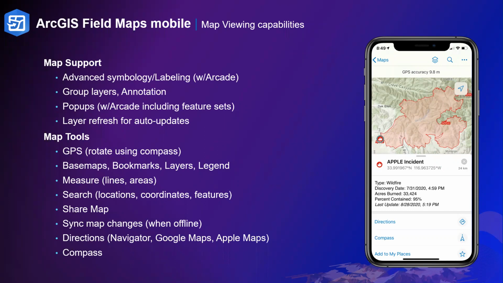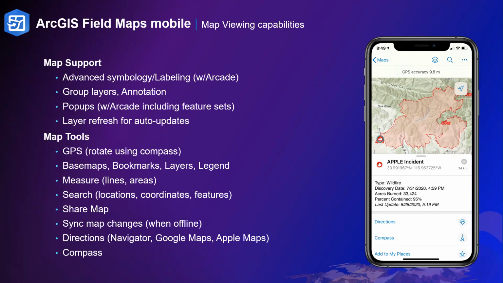And so other things like map tools, things like the GPS, so you can see the compass, base maps, bookmarks, layers, and legends, which you've all had before. Measuring is improved. That's better. The ability to share the map right from the app. So if that user that has Field Maps open has permissions, they could actually in the field decide to share that map with someone else. So that's pretty cool. Synchronizing map changes when you're offline, the ability to do that.